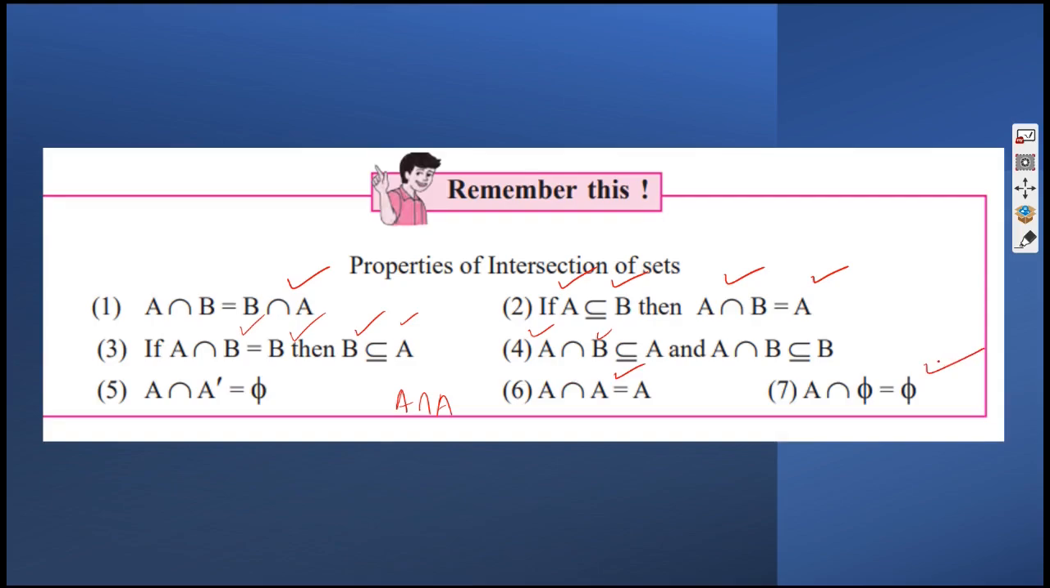These are all again conceptual. A intersection empty set means nothing, so nothing will be the answer. So null set, zero set. Understood? That way we should understand.